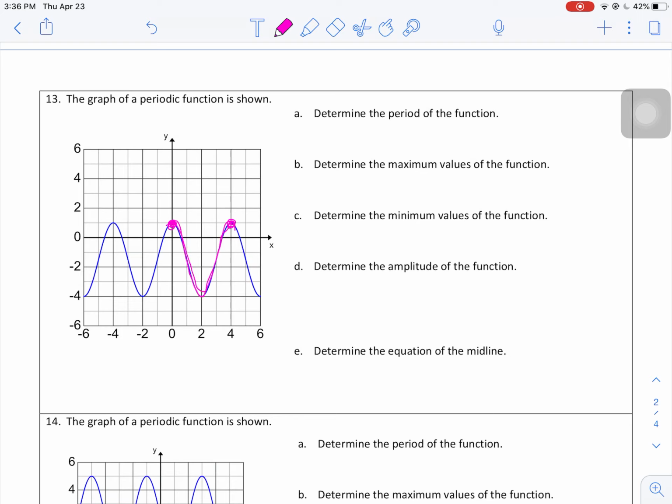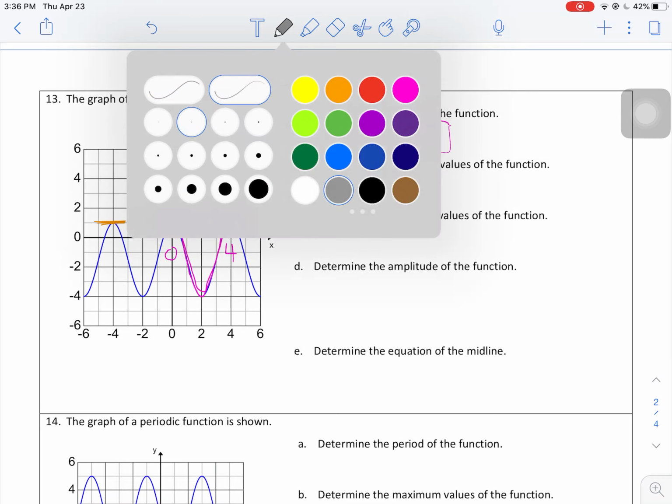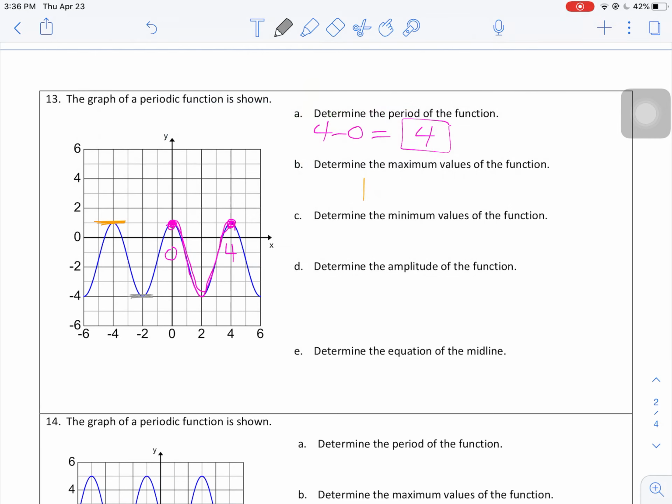My largest x value is 4, and then my smallest x value is 0 for that one cycle of that graph. So for my period, it's 4 minus 0, which would be 4. So that's how many x values it takes to complete one full cycle before the graph starts repeating itself again. As far as max values, just highest y value on the graph, so 1. Min values, same idea, but lowest y value on the graph, so -4.